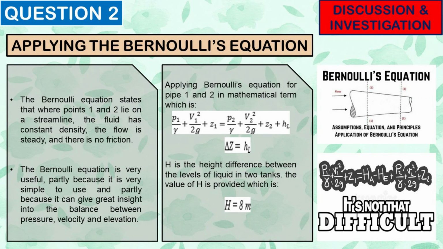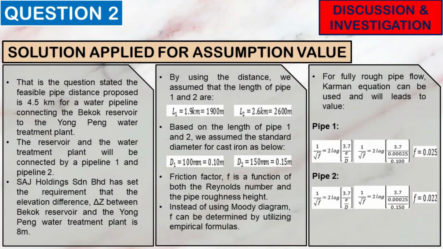Apply the Bernoulli equation for pipe 1 and 2 in mathematical terms, with the formula as shown on the slide. H is the height difference between the levels of liquid in the two tanks. The value of H is provided, which is H equal to 8 meters. The solution applies for the assumed values. The question states the feasible pipe distance proposed is 4.5 km for a water pipeline connecting the Beckett Reservoir to the Yongping Water Treatment Plant.